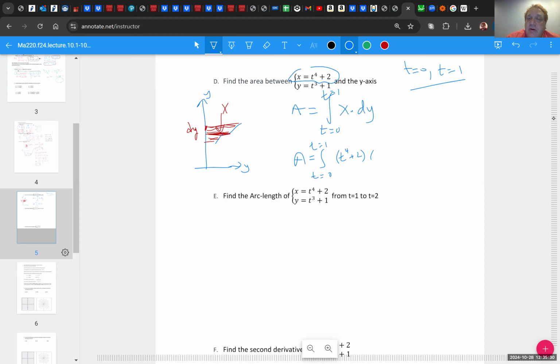Okay, next it says find the arc length of these parametric equations, same parametric equations, from t equals 1 to t equals 2. So what was arc length? Arc length was a thing where we had functions before, and we were trying to find the distance along the graph by splitting it up into little pieces, right?